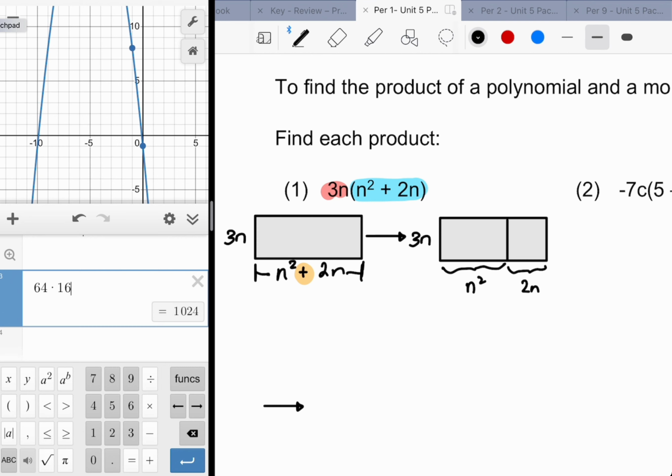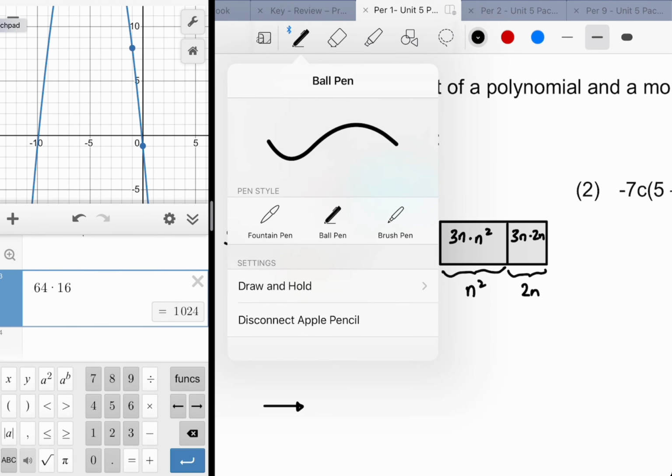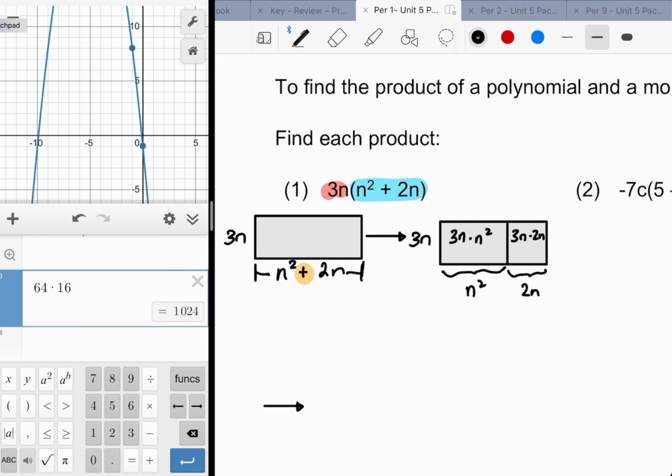So what we're actually doing here is we're finding the area of each part. I'm taking the 3n, multiplying it by n squared. I'm taking the 3n and multiplying it by 2n. So we've taken a situation where we're multiplying a monomial by a polynomial, and breaking it down so that it's really just separate cases of multiplying monomials. So the 3n to the first multiplied by the n squared, and then 3n to the first multiplied by 2n.